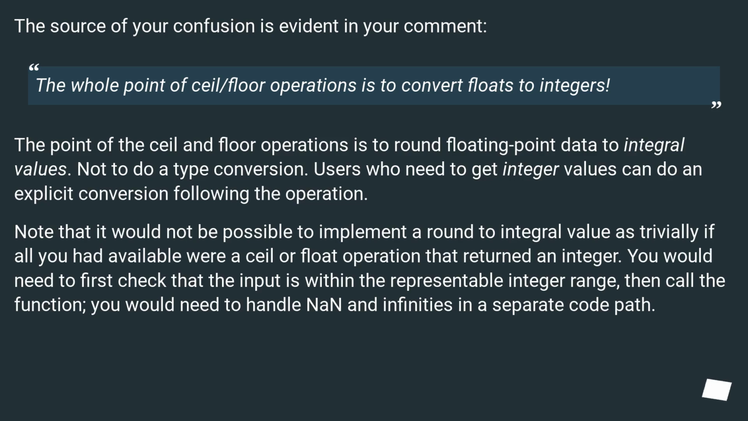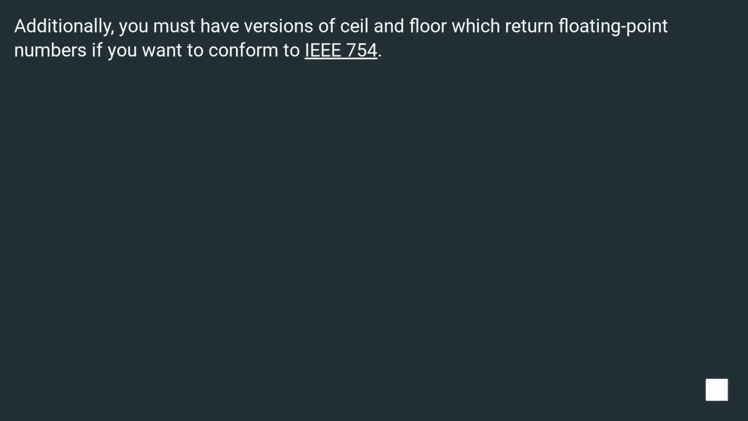Note that it would not be possible to implement a round to integral value as trivially if all you had available were a ceil or floor operation that returned an integer. You would need to first check that the input is within the representable integer range, then call the function. You would need to handle NaN and infinities in a separate code path. Additionally, you must have versions of ceil and floor which return floating point numbers if you want to conform to IEEE 754.